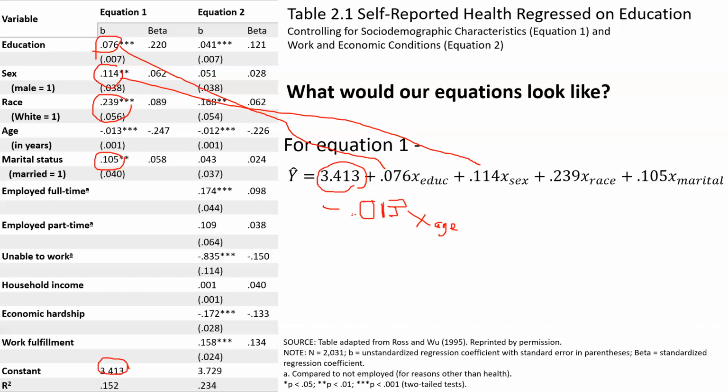The second equation would have even more factors because it would have markers for each one of these. So we would plug in our intercept, 3.729, and then each of our independent variables with its slope coefficient. But I just want you to see how that plays out in terms of what the final equation ends up looking like with these outcomes.